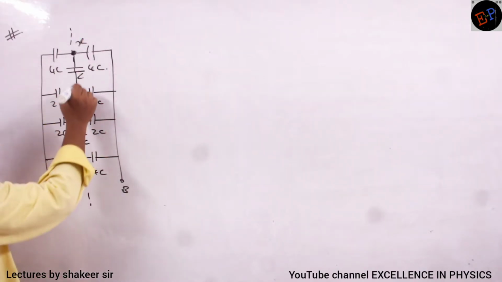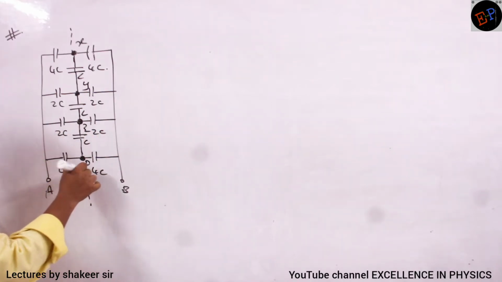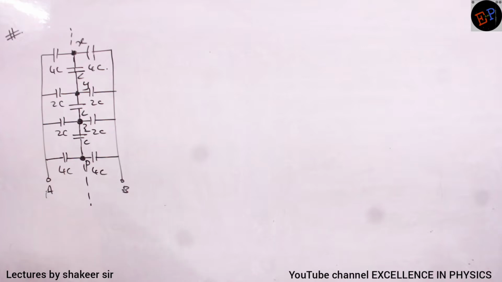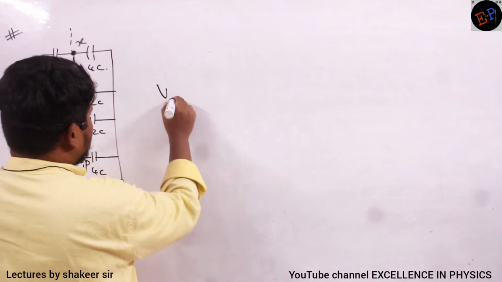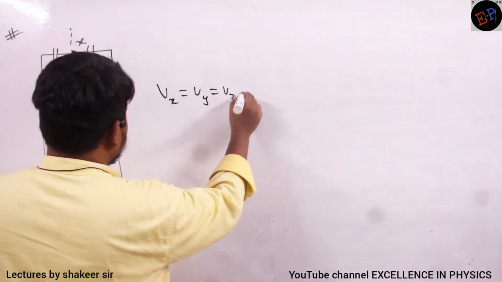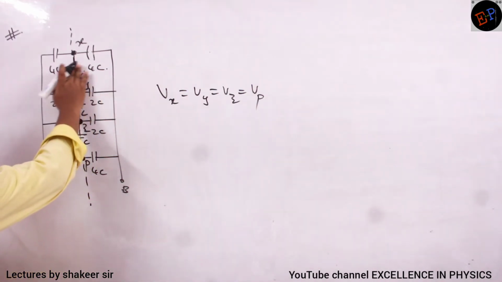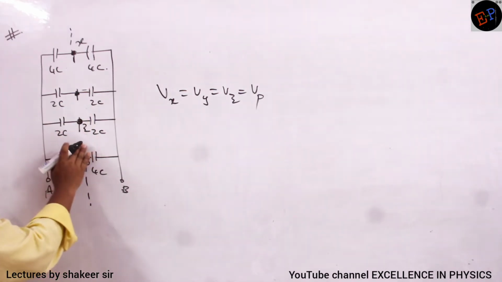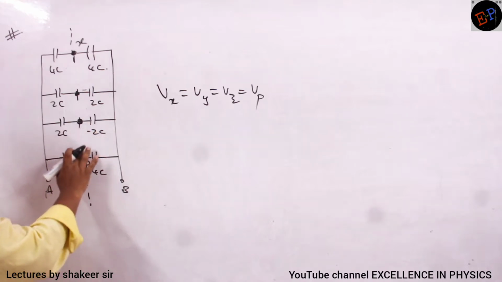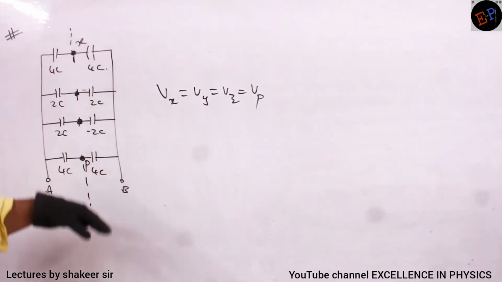If I call this X, this point Y, this one Z, and this one point P, all four points are definitely at the same potential. So Vx is equal to Vy is equal to Vz is equal to Vp. Clear? So what I can do is remove these capacitors, because capacitors are present between equipotential points. If I remove the capacitors, then 1, 2, 3, 4 branches are connected in parallel.